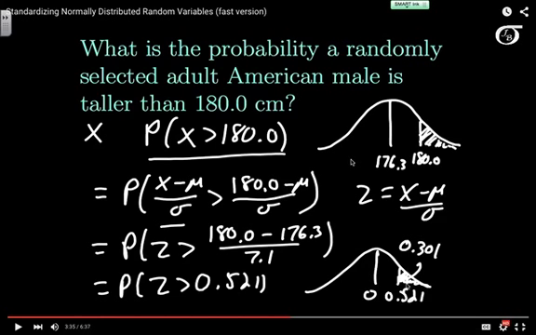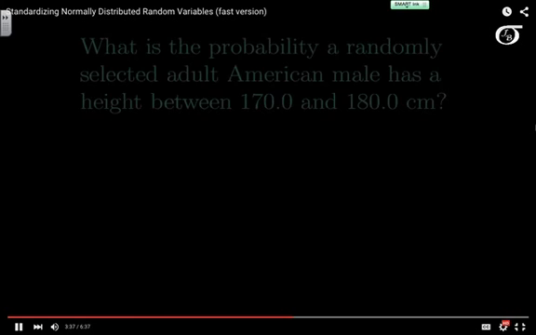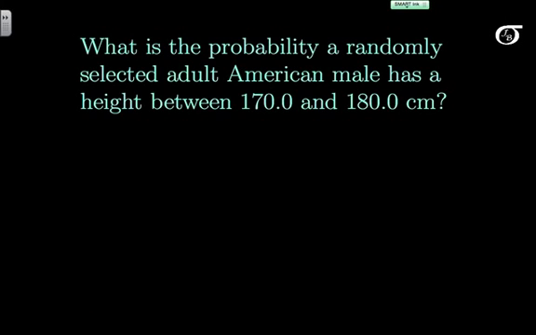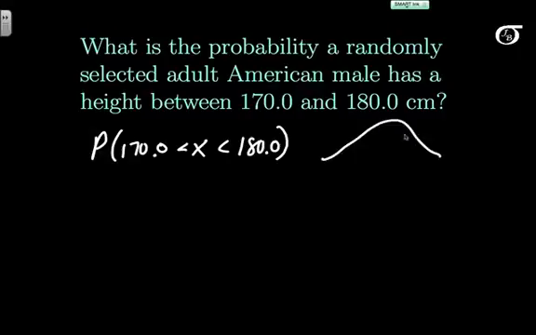Let's look at another one here. What is the probability a randomly selected adult American male has a height between 170.0 and 180.0 centimeters? We want the probability that x lies between 170.0 and 180.0 centimeters. And that is, of course, the area under the curve between 170.0, which is over here somewhere, and 180.0, over there somewhere. That's what we want to find. And we're going to standardize this, so we can look it up in the standard normal table if need be.